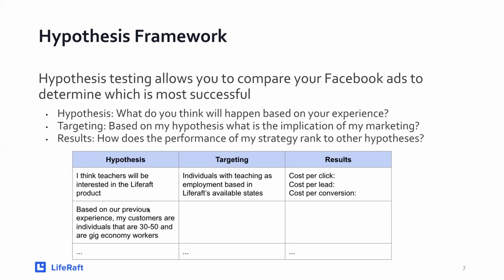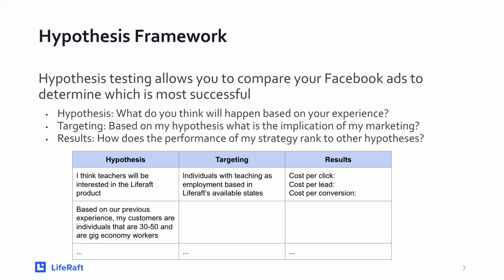So I've laid out a couple of example hypotheses. I think teachers will be interested in the Life Raft product because oftentimes they can be on high deductible health plans and they usually don't have a lot of liquid savings. So if they end up in the hospital and have a large out of pocket cost associated with it, they're going to feel some real pain. And as a result, will be interested. So when I go to Facebook, what I'm going to do is build a target based on individuals who are teachers and are based in our available states.